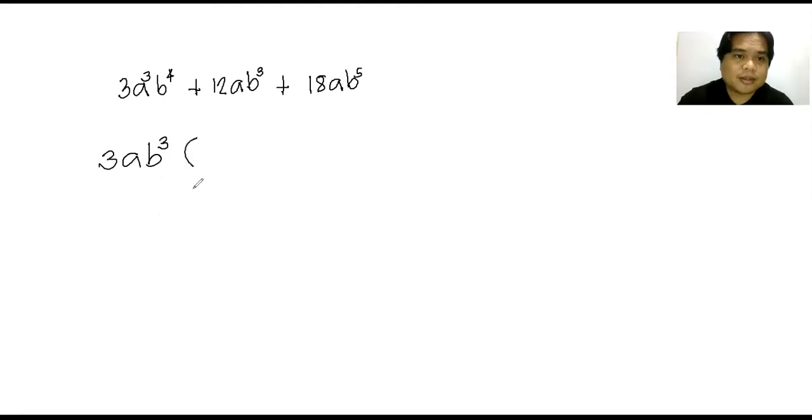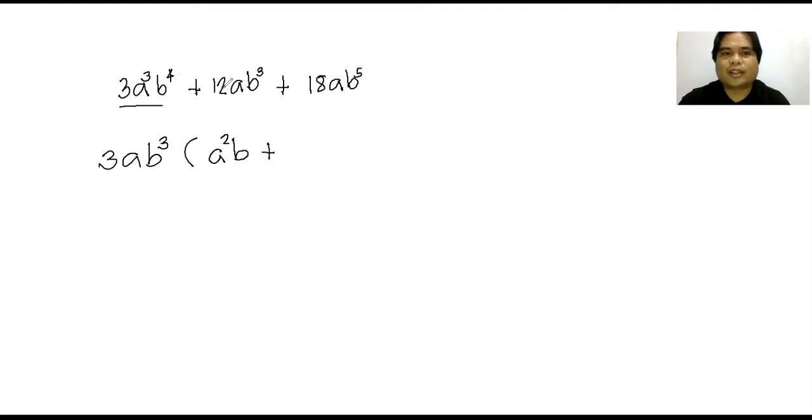Okay. So from this term, take out 3ab cubed. What you have left, as for the a, becomes a squared. Why? Because from a cubed, you took out a, you will have a squared left. How about with b? From b to the power of 4, you took out b cubed, all you have left is b.